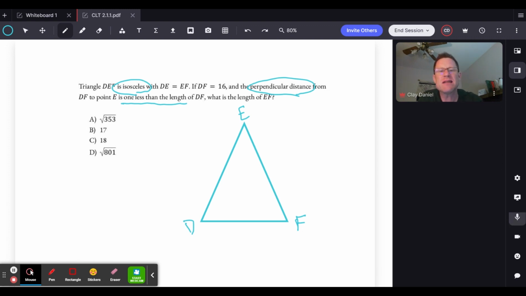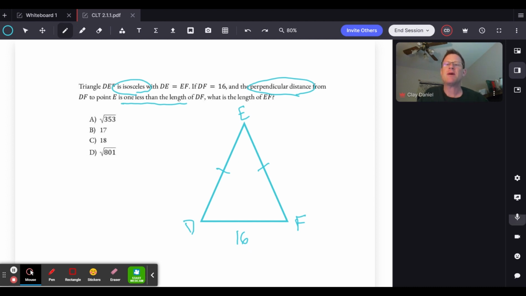So we have an isosceles triangle. If you didn't already know that that means two sides are equal, it actually repeats the idea by telling you that DE equals EF. So we'll go ahead and make little notations there that those are the two equal sides in this isosceles triangle. And then we have DF is equal to 16. So we've got the first couple of elements labeled.